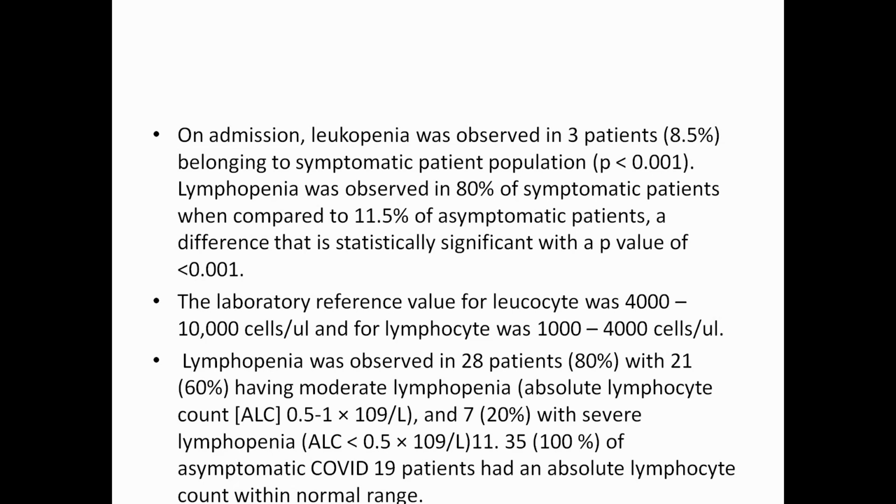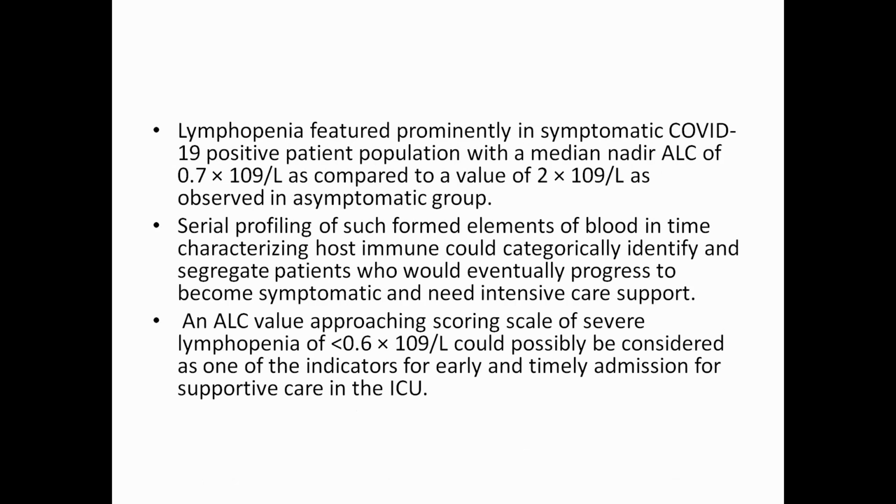Laboratory reference value of leukocyte was 4,000 to 10,000 and lymphocyte was 1,000 to 4,000. Lymphopenia was observed in 28 patients, with 21, that is 80%, and with 60% having moderate lymphopenia, absolute lymphocyte count of 0.5 to 1, and 7, with severe lymphopenia, people having around 11.3, of asymptomatic had an absolute lymphocyte count of normal range. Lymphopenia featured prominently in symptomatic COVID-19 patients, population with a median nadir of 0.7, as I had told you, compared to a group value of 2.